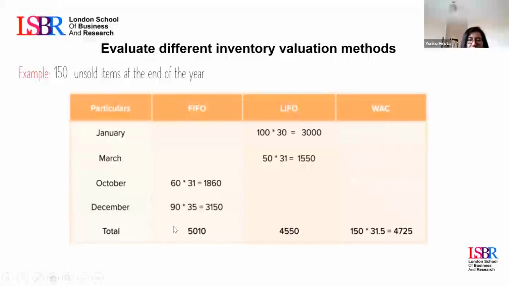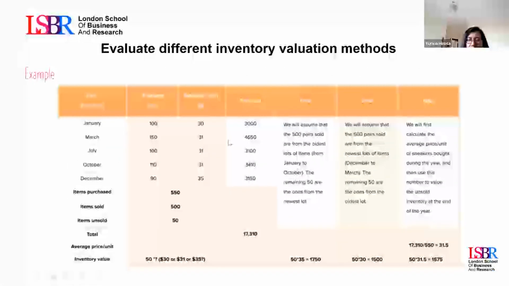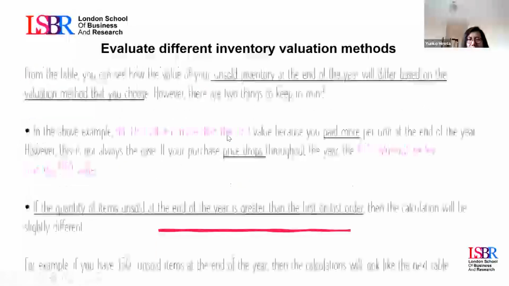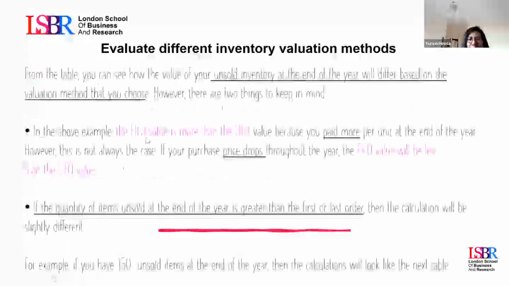So basically, this is the calculation, the whole picture of the example, using 150 pairs of shoes, the same as we have here. But in order to see the whole picture, this is how the calculation will be shown if we want to compare different methods of valuation. So basically, this is a summary of the calculation that we have here.